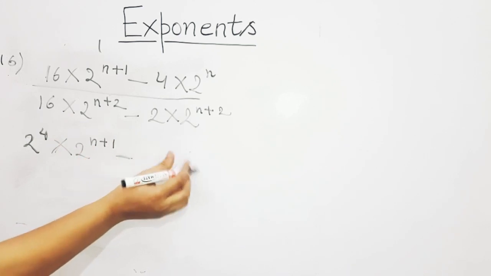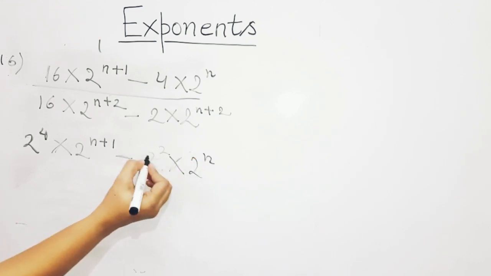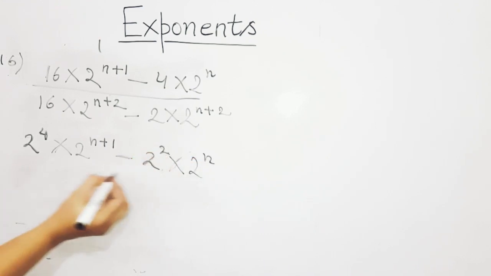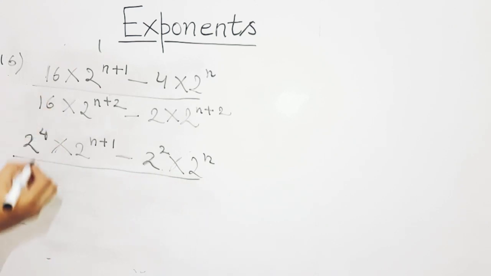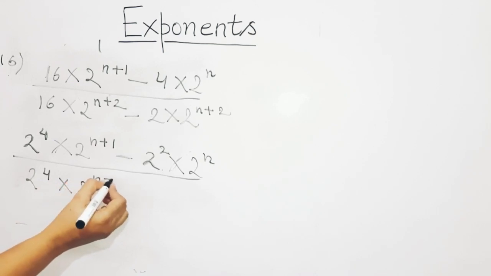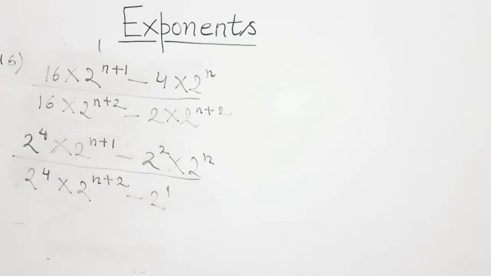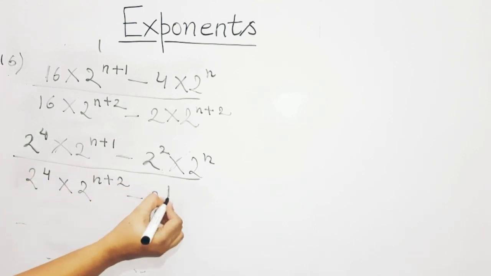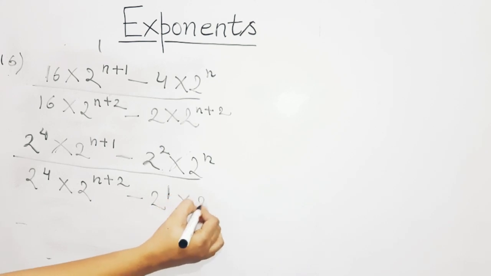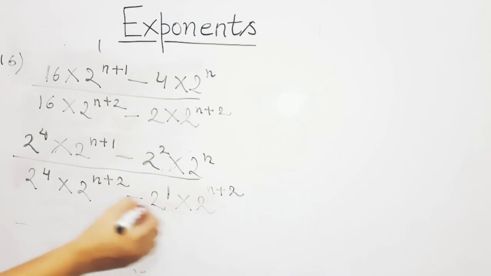Now 4 can be written like 2 to the power of 2 multiplied by 2 to the power of n. You can write 4 as 2 to the power of 2. Now the denominator: 16 can be written as 2 to the power of 4 multiplied by 2 to the power of n plus 2, minus 2 to the power of 1. I have already told you, whenever a number is written and there is no power given, then by default the power will be considered as 1. What will we take the power as? We will take it as 1. So 2 to the power of 1 multiplied by 2 to the power of n plus 2.